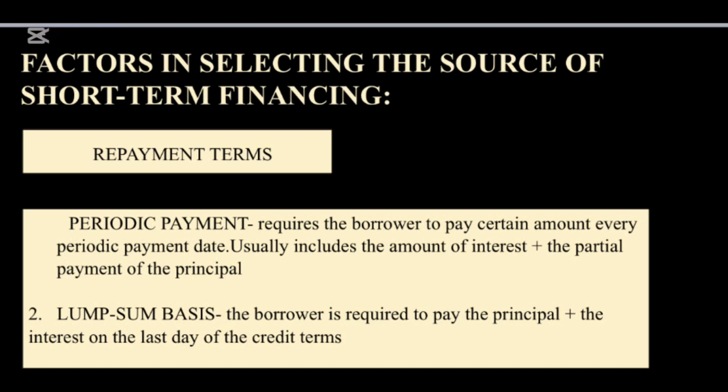Is it periodic payment? Is it doable? And then lump sum basis. When we say periodic payment, this requires the borrower to pay a certain amount of the borrowed money on periodic payment dates. Usually it includes the amount of interest plus a partial payment of the principal. And then we have the lump sum basis, where the borrower is required to pay the principal plus the interest on the last day of the credit terms.